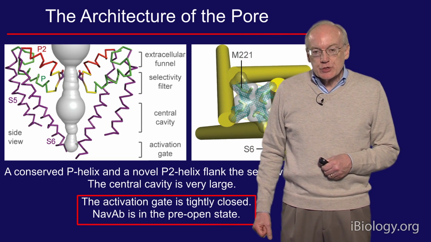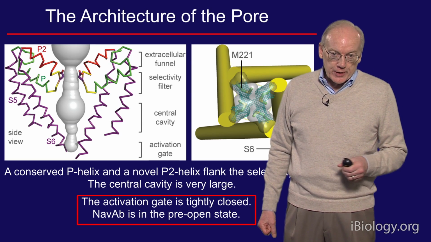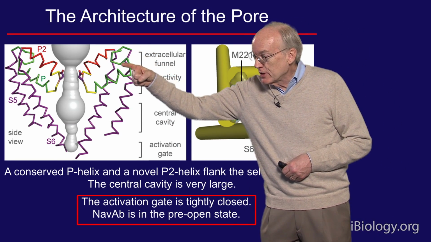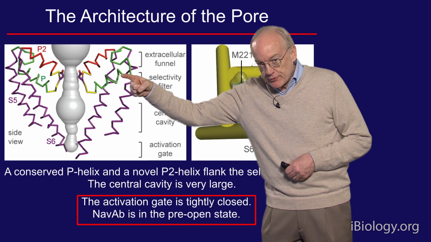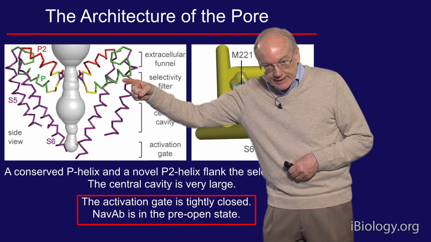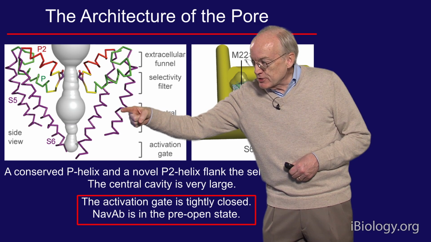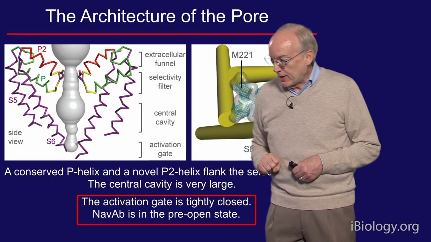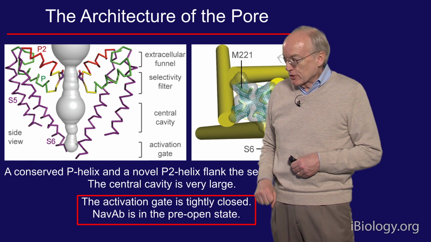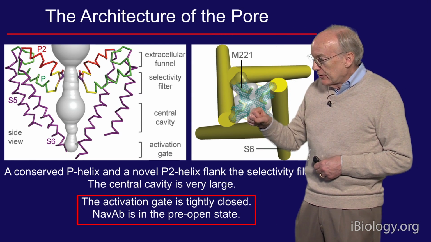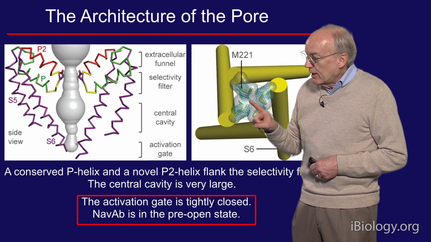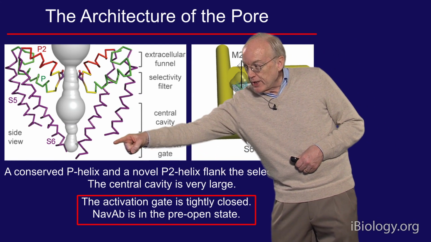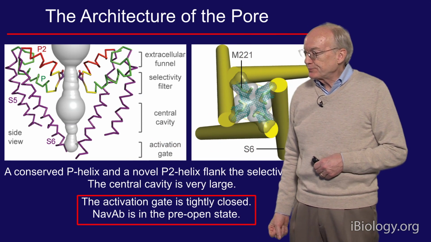And the slide illustrates the functional areas of the pore. An extracellular funnel where sodium enters, a narrow ion selectivity filter where sodium is selected relative to other ions, a central cavity which is water-filled, and an activation gate at the intracellular end. In our crystal structure, the activation gate is tightly closed, as you see here, occluded by the side chains of methionine 221 located right at the base of the S6 segment.